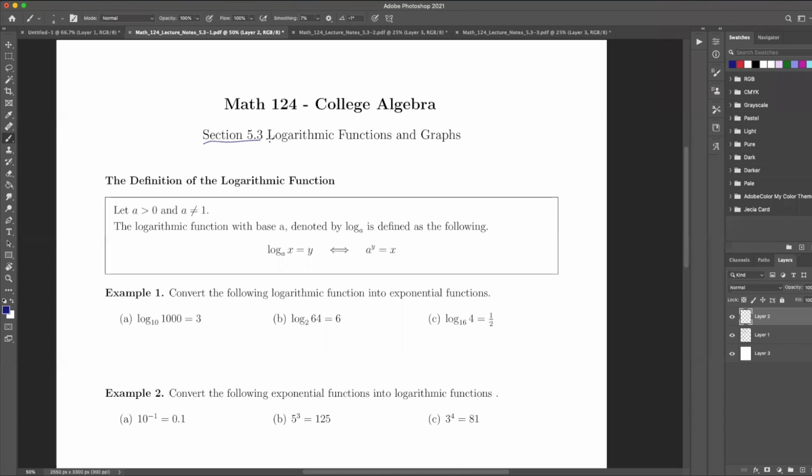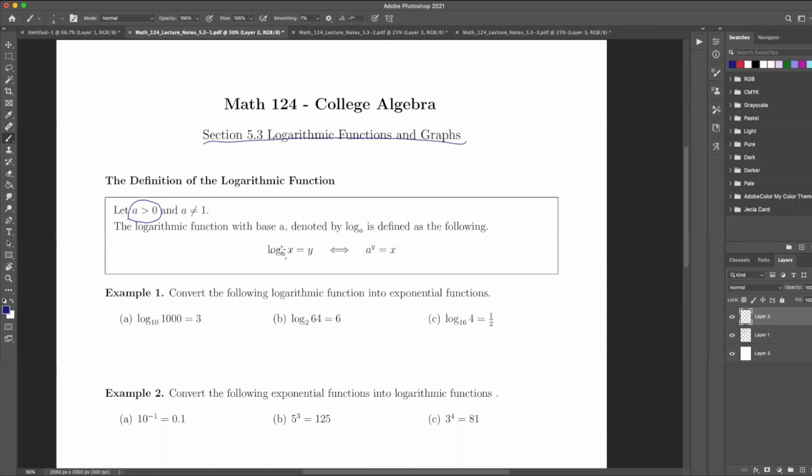So here we go. We're going to be doing logarithmic functions and their graphs. And so once again, we're going to demand that a is greater than 0. We're not going to do anything where a is not greater than 0, for either base a for log or base a for exponential. So we say log base a of x is equal to y.